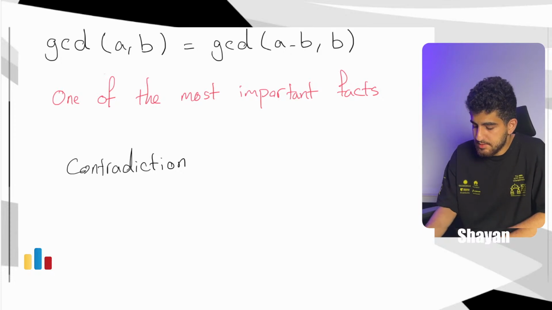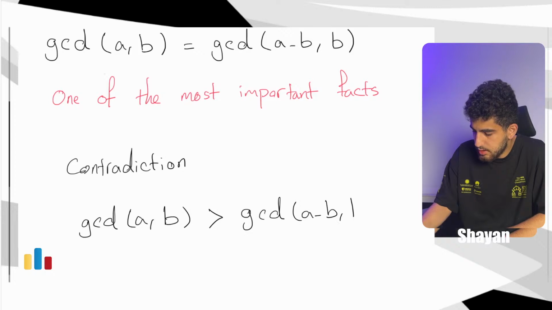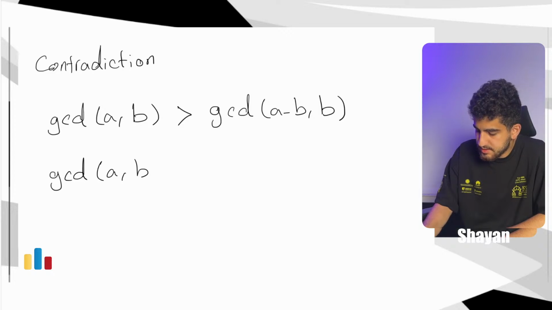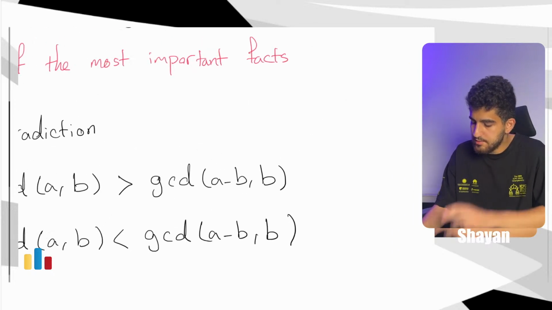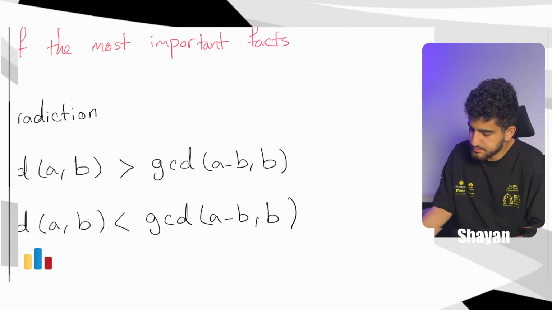So assume that, for example, GCD of A and B, there are two cases. Either GCD of A and B is greater than GCD of A minus B and B, or GCD of A minus B and B is greater than GCD of A and B. So GCD of A and B is less than GCD of A minus B and B. So I want to show that both cases are not possible. So let's first prove these parts.